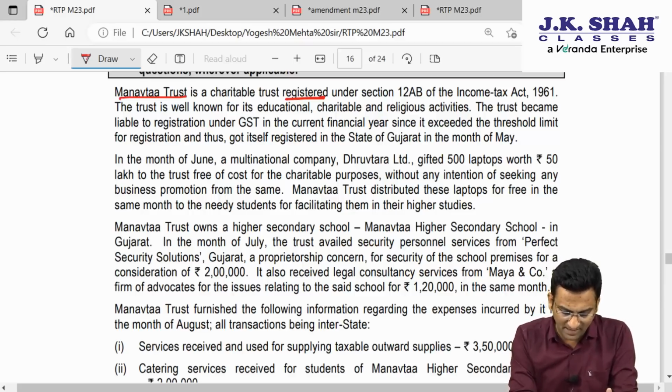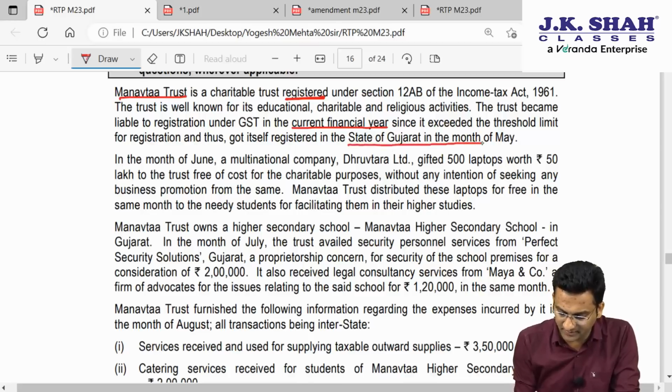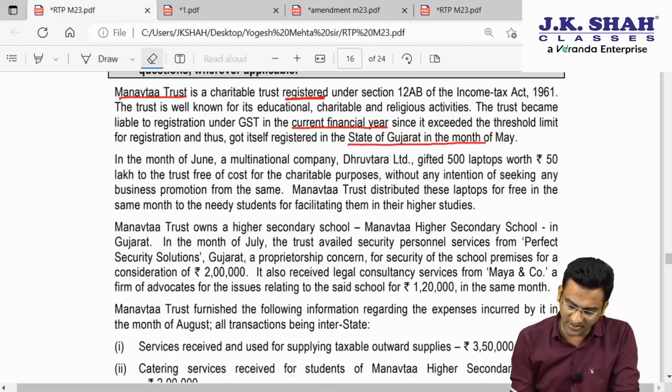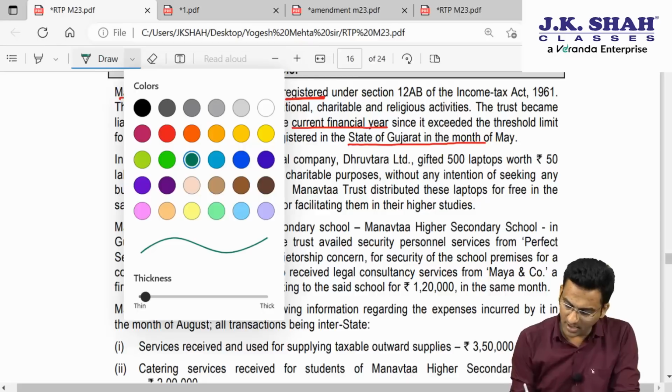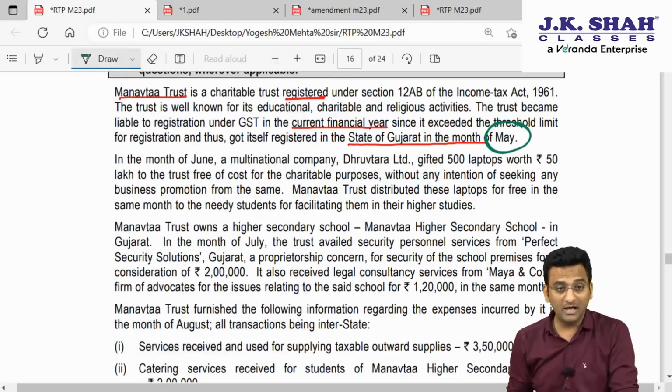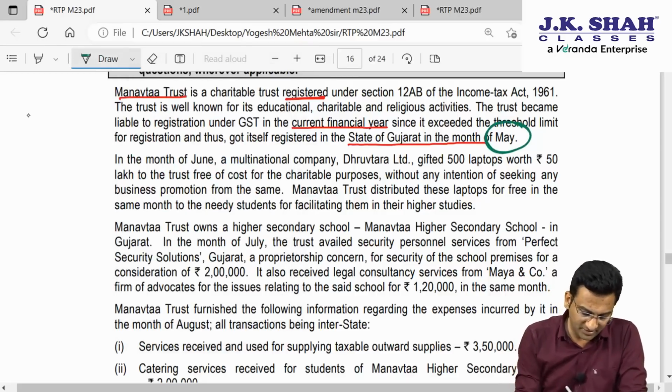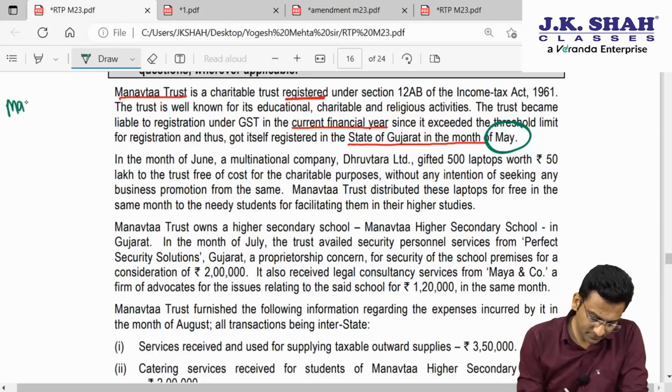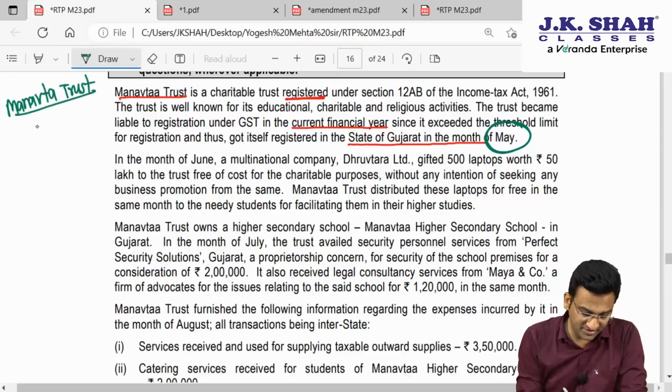The trust became liable to registration under GST in the current financial year, since it exceeded the threshold limit for registration, and thus got itself registered in the state of Gujarat in the month of May. So the question relates to Manavta Trust, and Manavta Trust is registered in income tax as well as in GST. It is registered in the state of Gujarat.